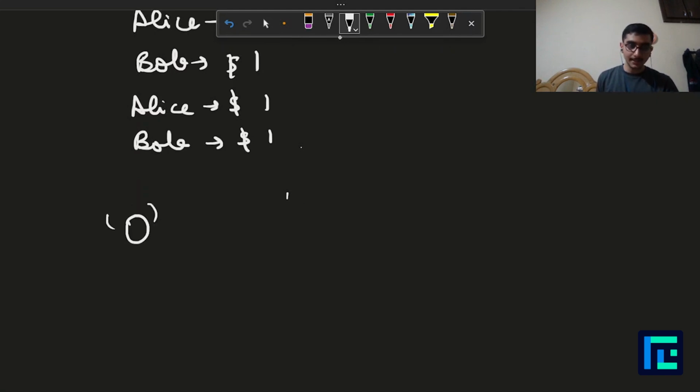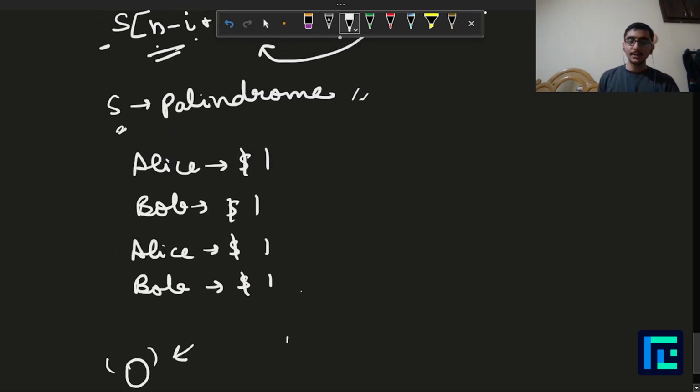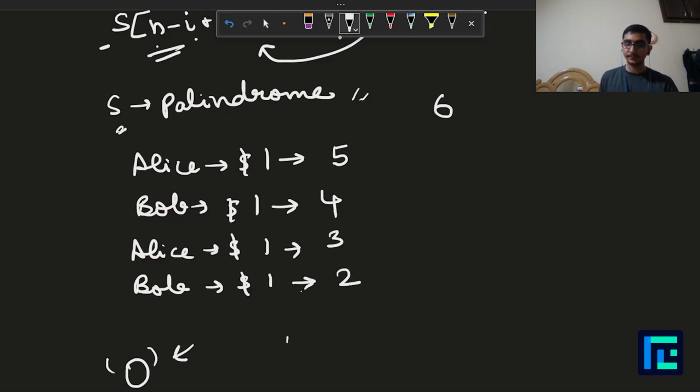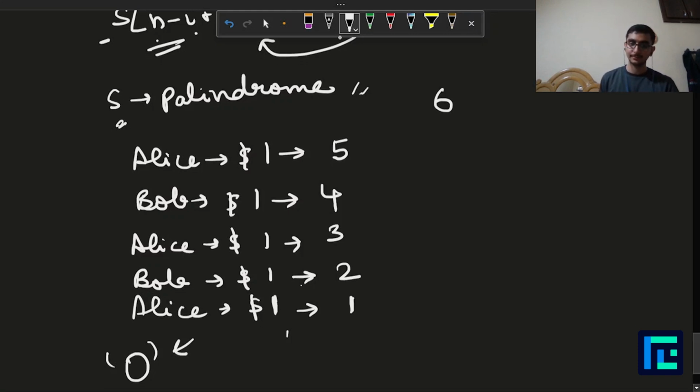So if there is a single zero left, then we'll see what happens. Let's say there are 6 zeros in the beginning. Alice converted one 0, so after this operation only 5 zeros are left. After Bob's operation, only 4 are left. Now after this operation, only 3 zeros are left. After this operation, only 2 zeros are left. Now Alice again, as I said, will not have a choice but to convert another 0 to a 1. So after this operation, one 0 is left.